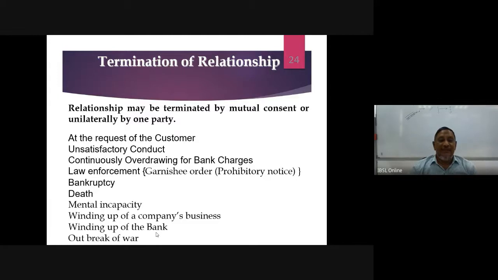Right. Next, mental incapacity. If the customer is found to have permanent incapacity, he is not of sound mind, then the relationship has to be terminated. In winding up of a company's business, you have to terminate the account, and not continue that business thereafter. Winding up of a bank, in reality, the relationship will be over, as one side of the party is over. Then outbreak of a war, between two countries. So enemy countries, the relationship with people of the other country will be terminated.